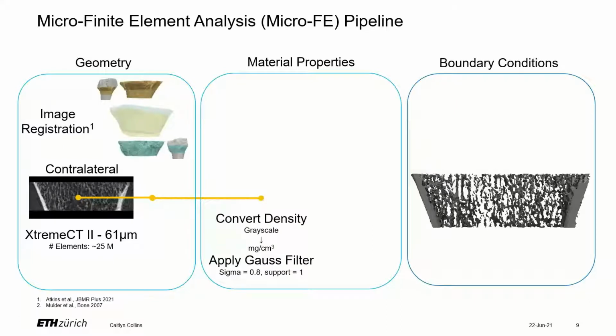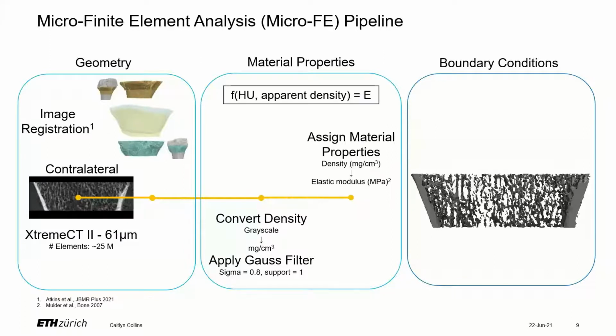After registration, we can convert our image density data into a physical density. Then, using literature data, we can convert this using a function that depends on the Hounsfield unit density and the apparent density in order to generate an elastic modulus. This is then going to be our material properties for the model.